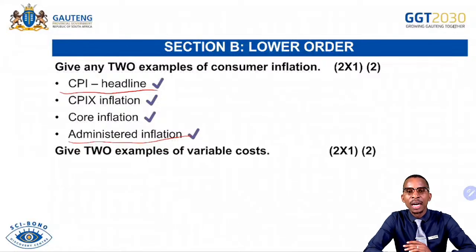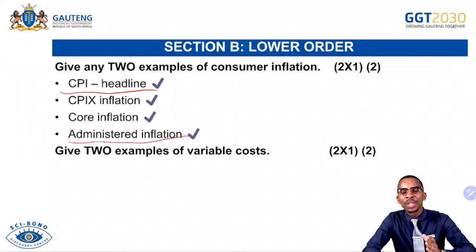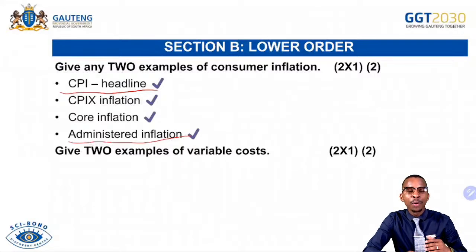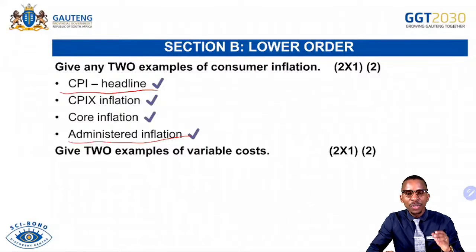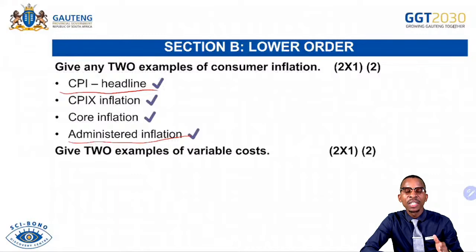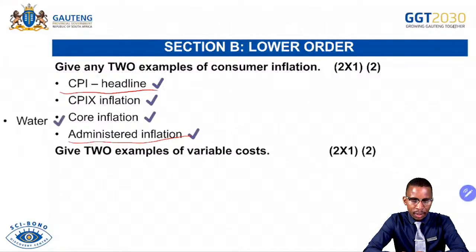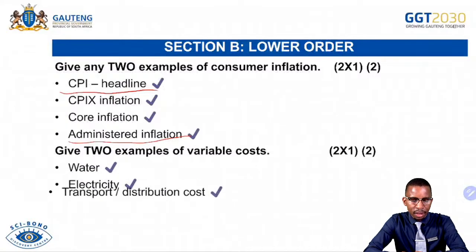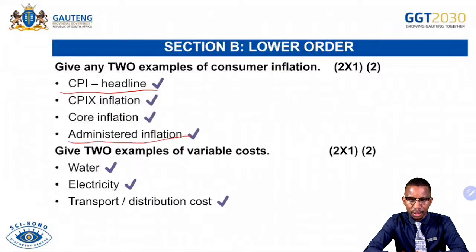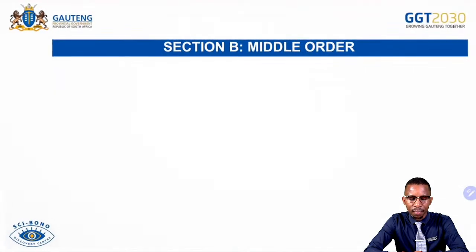Give 2 examples of variable costs. Remember, variable costs are costs that change with the output. If we produce more goods and services, variable costs will be increasing. If we produce less, variable costs will be decreasing. Compared to fixed costs, fixed costs are costs that do not change with the output. It doesn't matter how much you produce in terms of goods and services or the quantity, the fixed cost remains constant. So we have water, we have electricity. And then we have transport cost or distribution cost, to list a few.